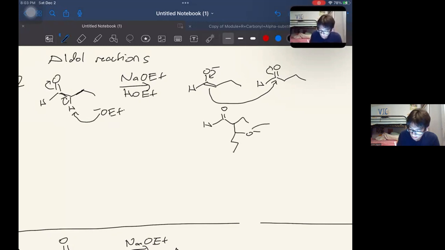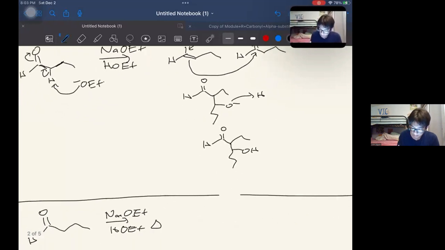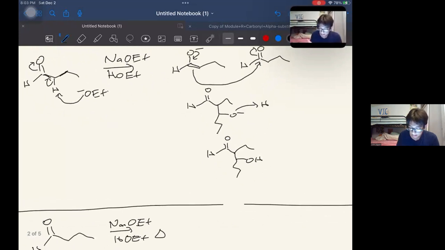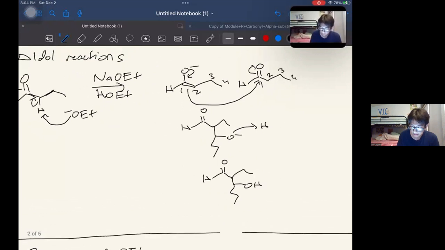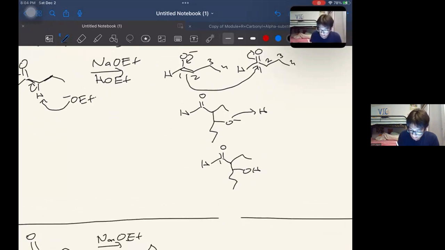The O minus here can react with an H to form OH. It can be kind of complicated, so you should definitely number your carbon chains to make sure everything is connected in the same place. You can see here that it is 1, 2, 3, 4. The 2 here reacts with the 1 here, which is connected to 2, 3, and 4.